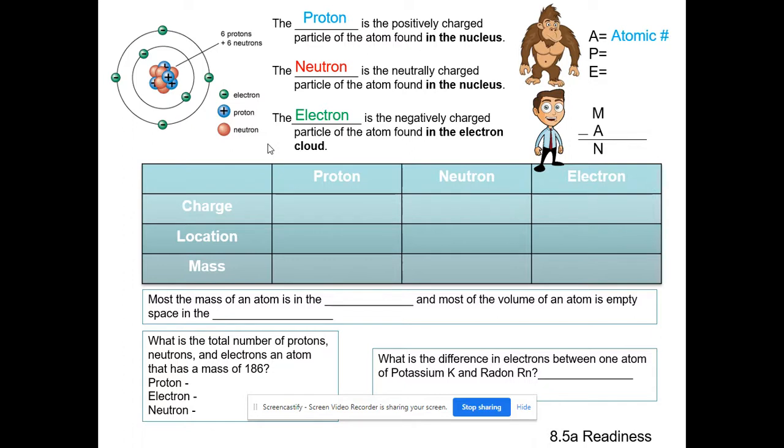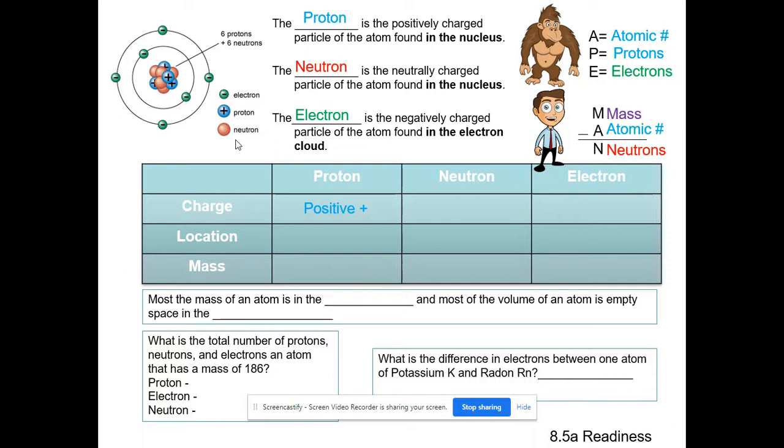Up next, A stands for atomic number, P stands for protons, and E stands for electrons. All this means is that the protons, atomic number, and electrons are all the same. So notice we have 6 protons, 6 electrons, and the atomic number for carbon is 6. Let's do MAN now. MAN stands for mass minus atomic number equals the number of neutrons.